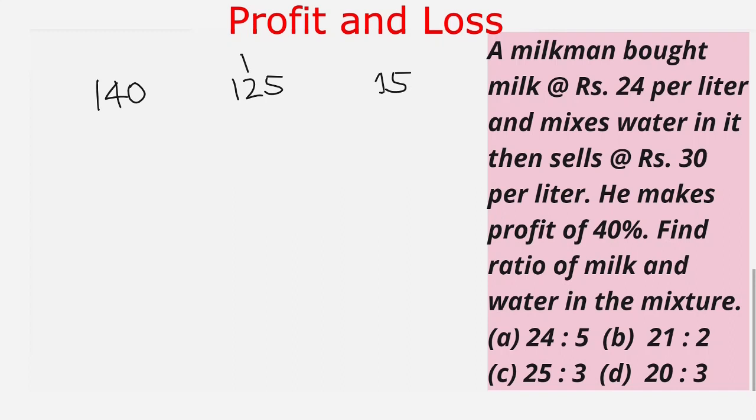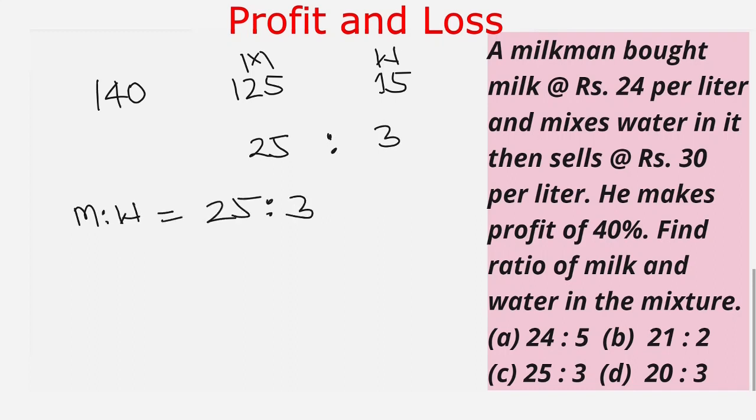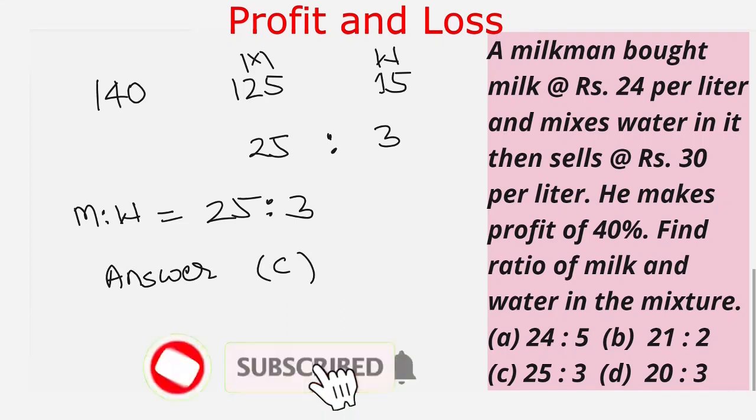So the milk ratio water is 125 ratio 15. We divide both the quantities by 5. So we get it as 25 ratio 3. Thus milk ratio water is 25 ratio 3. As simple as that. We solve it with a short trick and we reach the answer fast. And from the given options, our answer is option C. I hope you have understood the shortcut method.